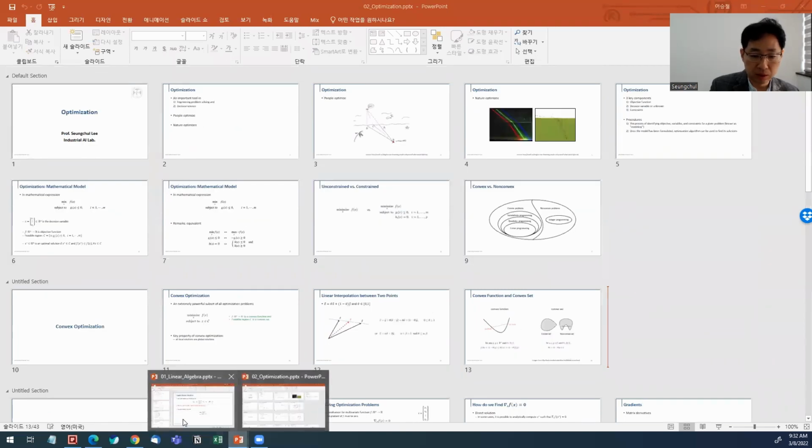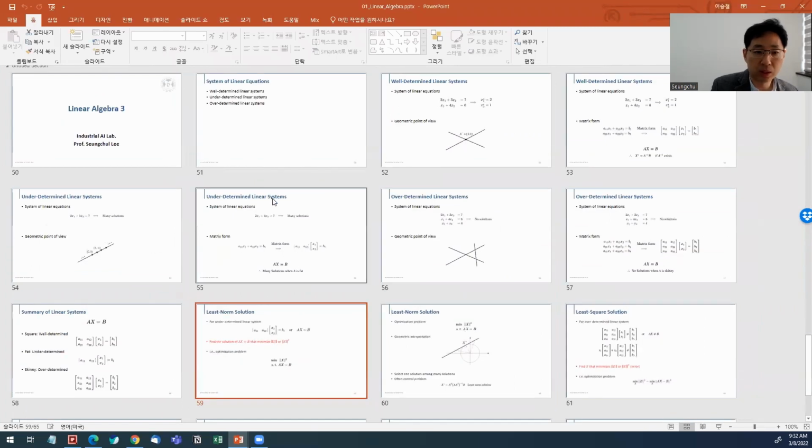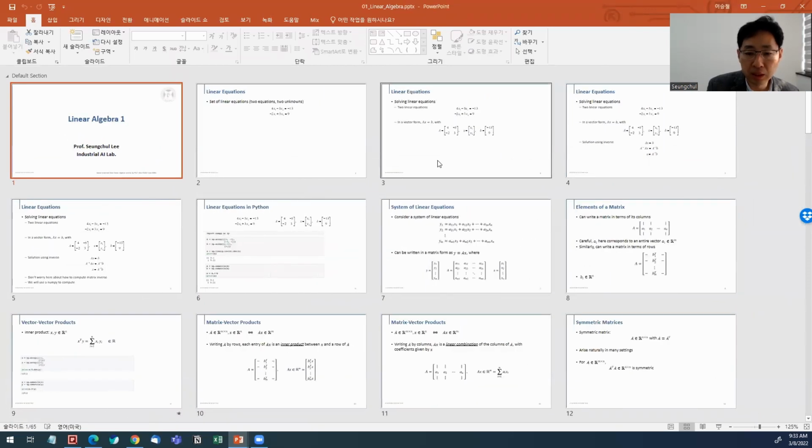So let me see what you guys covered last week. As mentioned, in order to learn machine learning, I believe there's the mathematical background that we need to learn. So the first topic I believe is linear algebra. I guess you covered the linear equations and how to use Python to compute the linear equations.